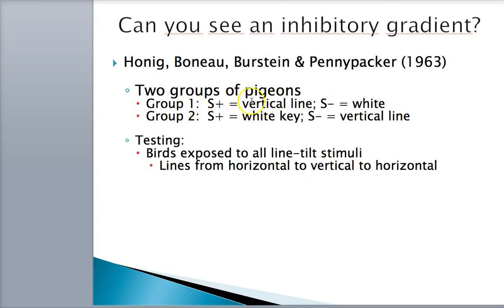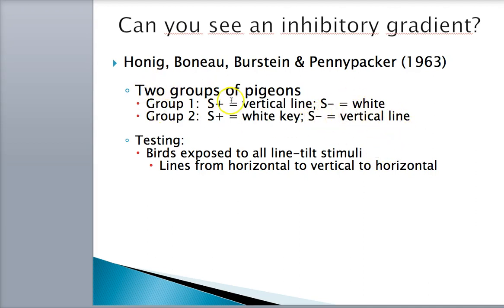So when they see a vertical line, they want to respond, you get excitation, and when you have just a white key, they don't like it. Group two, they also see a white key with a vertical line or just a white key, but now it's reversed. S2, the S plus is just plain white. As long as it's just white, you get responding.